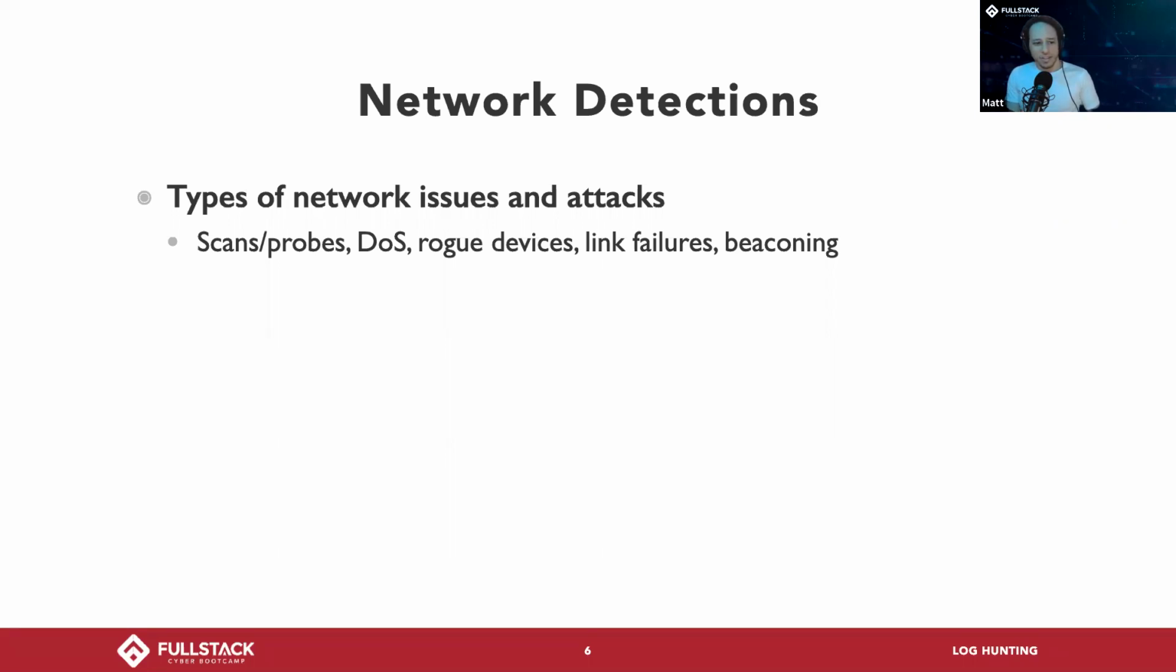Is it a denial of service attack? What are denial of service attacks going to look like? Is it a rogue device? Someone plugs something into your network and it's just listening for other things, maybe sending out, maybe it's doing some beaconing, right? Reaching out to somewhere else. You're going to be using your network logs to detect any of these things happening, right?